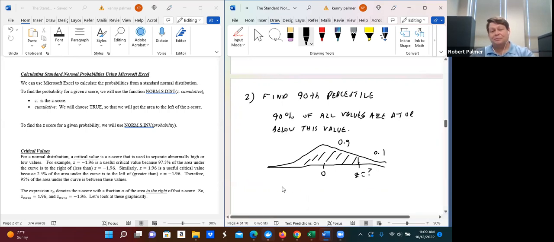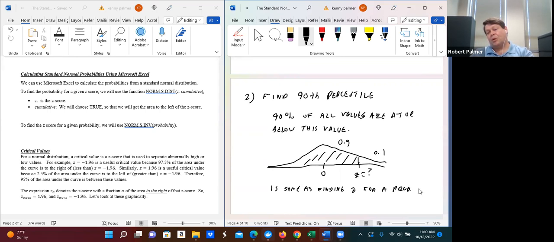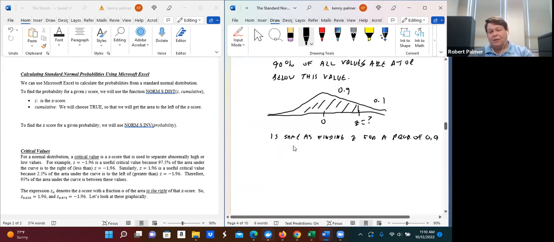That's the exact same question as finding the z for a probability of 0.9. So if you pick any random value to the left of this cutoff, there's a 90% probability of picking a value in this interval. It's the same question, so we do exactly the same thing. Now, once again, let's do it both ways, in the table and in Excel.